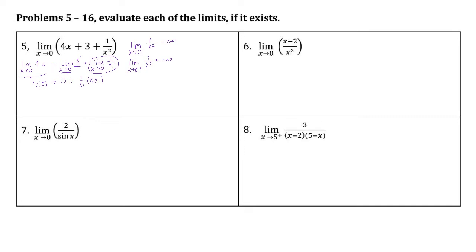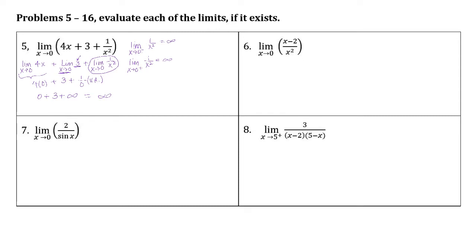So notice what we have here. Our first term is 0, plus 3, plus, and this we really shouldn't write, but that is a way to think about it, infinity. So we are going to end up with infinity for an answer. Okay, well, let's look at number 6.